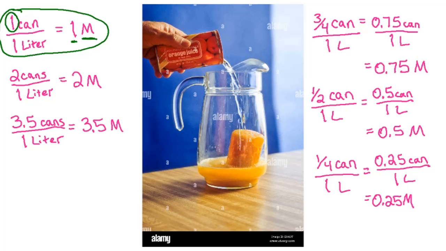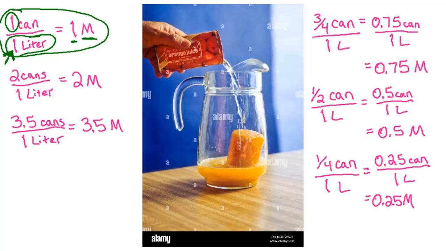Because molarity always is about whatever is in 1 liter of water. This 1 liter never changes for molarity. If you want a molarity measurement, it has to be the amount of the substance, in this case the frozen orange juice, in 1 liter of water. So I'll show you what I mean in a minute.